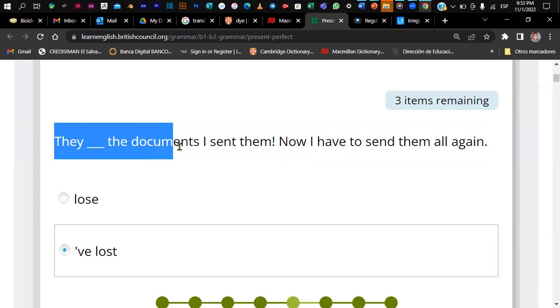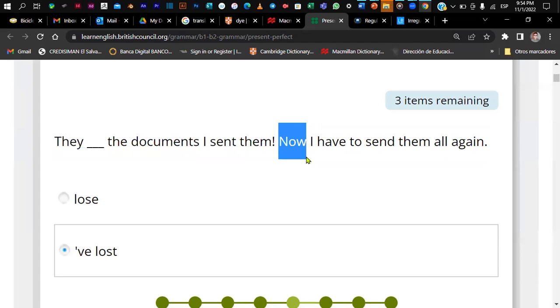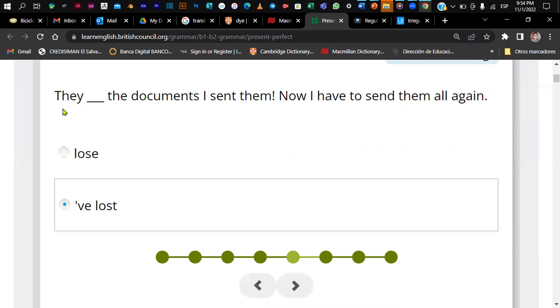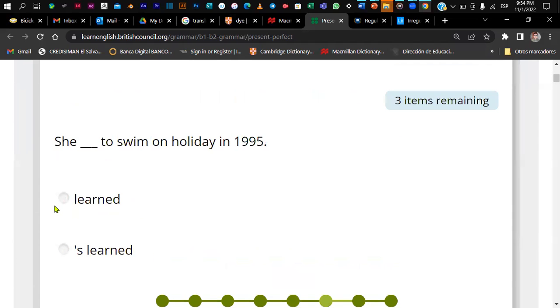Now it's not referring to the simple past. Ahora tengo que is about obligation. This now, correct, is like obligation. Now I have to send them all again. Okay, it's not a time expression. All right. They've lost. Correct. This one? Yes.